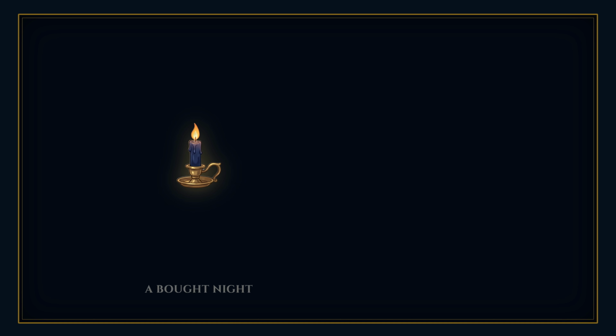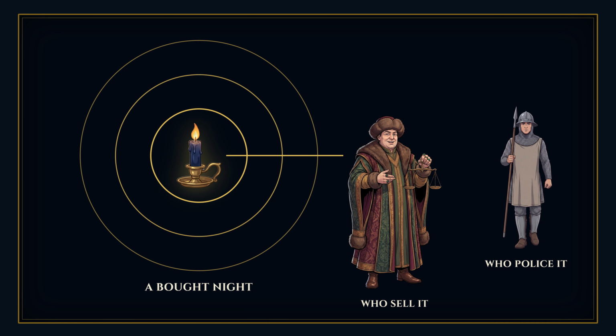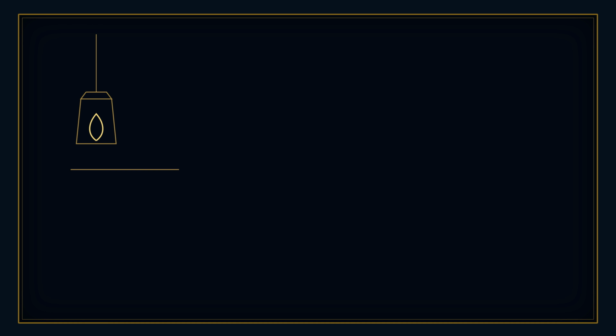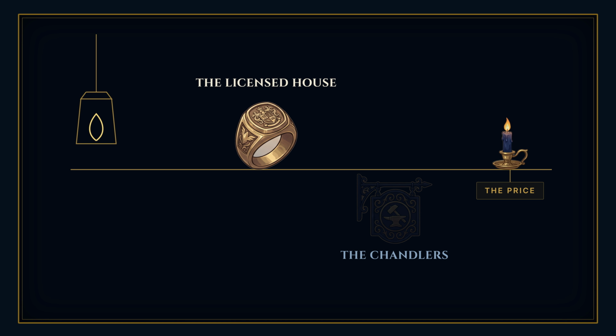That is what a bored night grows around itself, and your world grows the same shapes around whatever it decided. Price the wick and you get the men who sell it and the men who police it. Hang a light that never goes out and you get the house holding the license, and the chandlers who watch their trade die in a single generation. None of those people existed before you put a price on a candle, and Osric is still out there in the dark, which is the part worth keeping hold of.